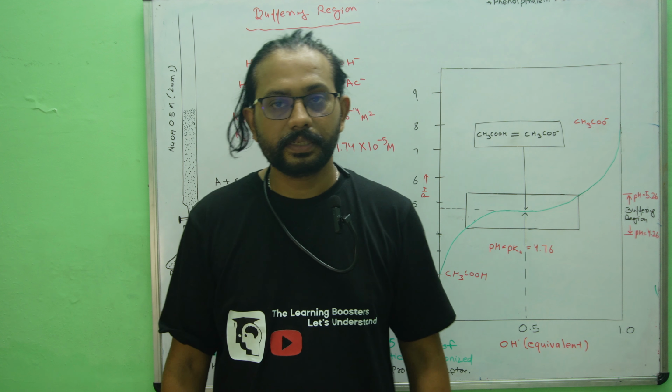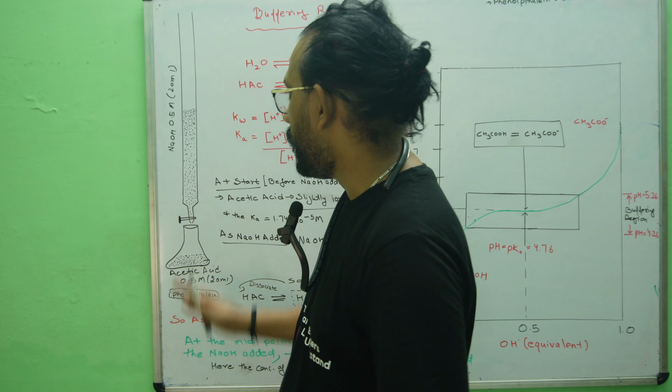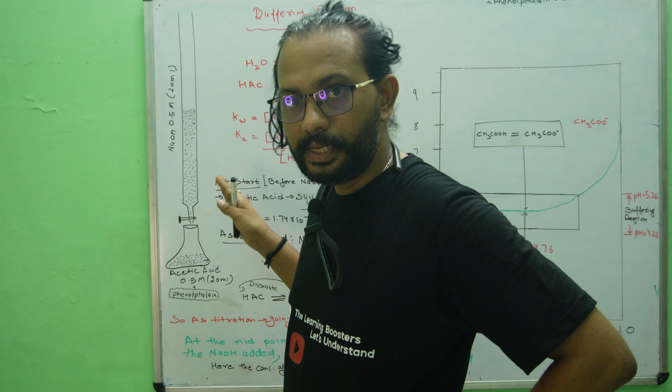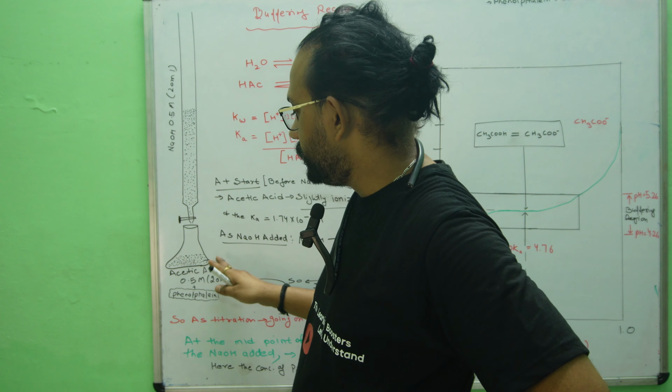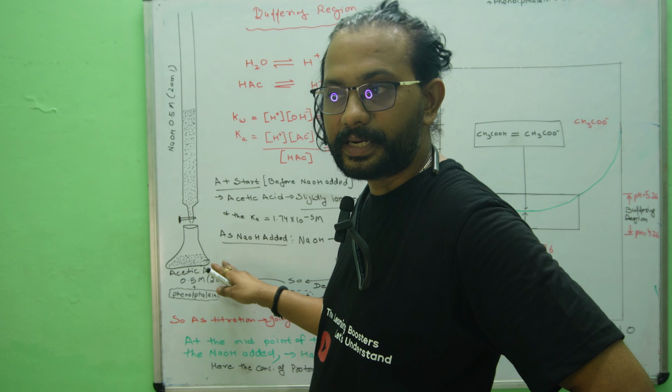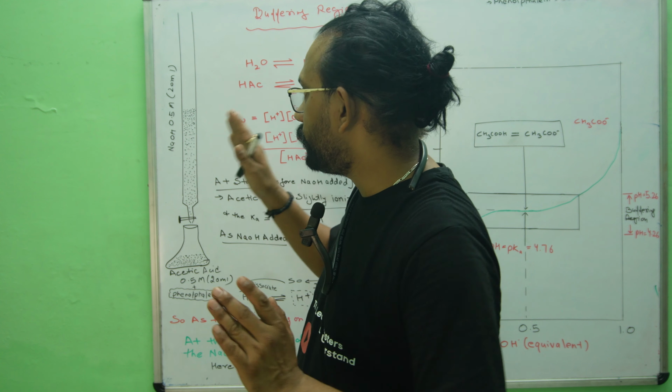Now let us discuss the buffering region. For the buffering region, we have to go for a titration. In the burette, we take 0.5 molar NaOH, and in the flask, we take the weak acid, acetic acid, also 0.5 molar. Remember the volume we are taking.